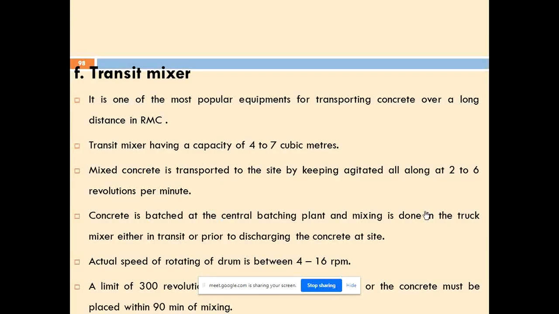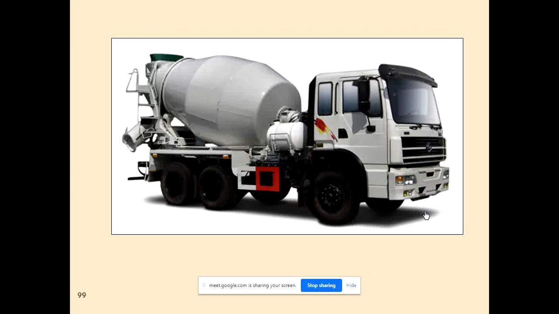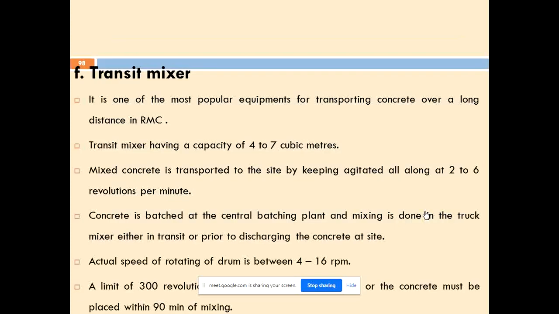Next is the transit mixers. So this is known as a transit mixer. Most of you have seen this. This is usually employed in the RMC plant also, and where concrete has to be transported over longer distances, they will go for transit mixers. Transit mixer is one of the most popular equipment for transporting concrete over a longer distance, especially in RMC. It has a capacity of 4 to 7 cubic meters.